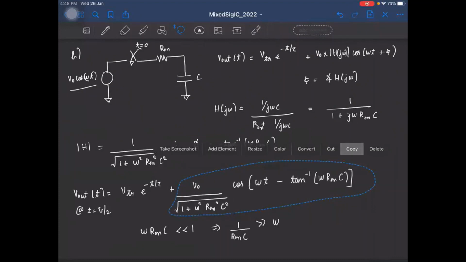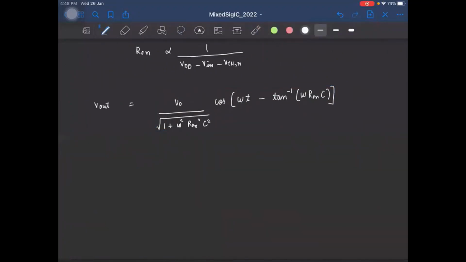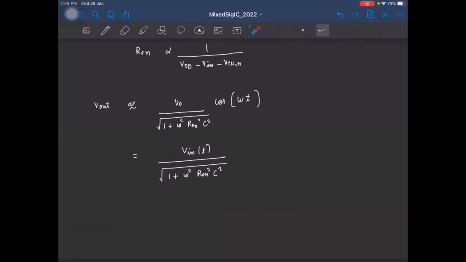So let me just copy paste this. Right, so this is my output. Let us say I assume that this phase is very small, so I can approximate it to be 0, and I'll call it this. This is just an approximation. I can write this as V in of t by square root of 1 plus omega square R on square C square, right? And from here we see that R on itself depends on the input.